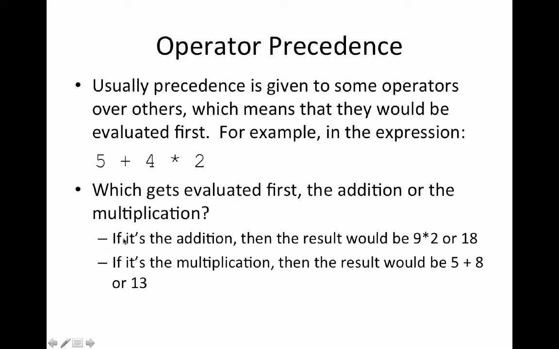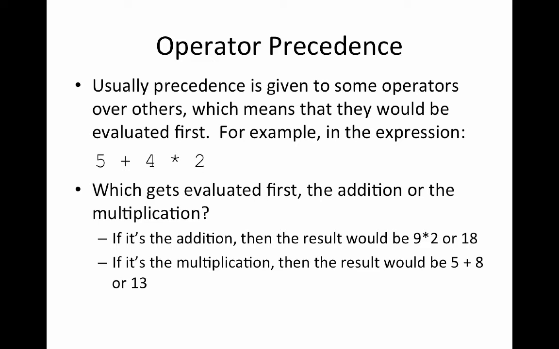Usually when you have more than one operator, there's precedence that's given to some operators over others, which means that they would be evaluated first. So for example, in the expression 5 plus 4 times 2, which gets evaluated first? The addition, the 5 plus 4, or the multiplication, the 4 times 2? So the result is going to be different.